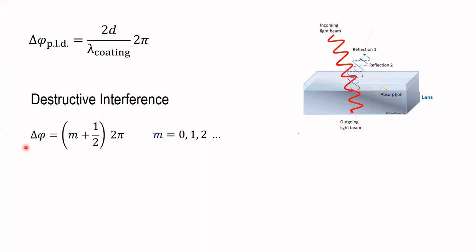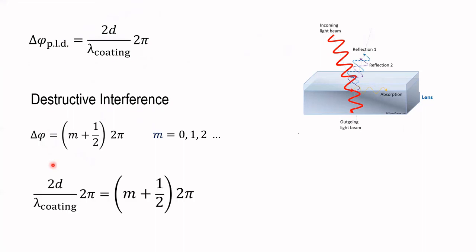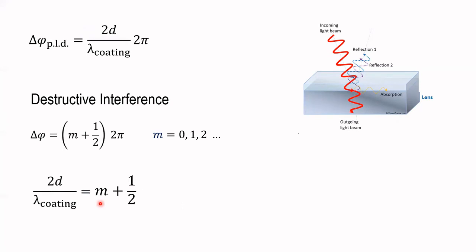Well, we already know that the overall phase difference needs to be a half integer multiple of 2 pi. And this quantity, delta phi, the total phase difference, only comes from this. We've already established the fact that there's a phase shift of pi for both reflections, so we don't have to worry about the inherent phase difference. Take this, plug it in there, we get this. What's next? Cancel the 2 pi's? Yep.